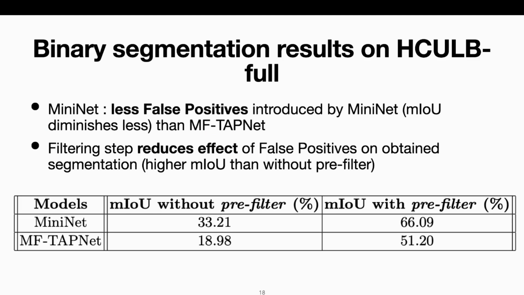Our binary classifier is trained and evaluated on HCULB full dataset. Using the best 2 segmentation models, MiniNet and MFTAPNet, it first appears that in general, MiniNet introduces less false positives. It also appears that our pre-filtering classifier reduces even more the effect of the false positives, reaching a higher mean intersection over union with both models.